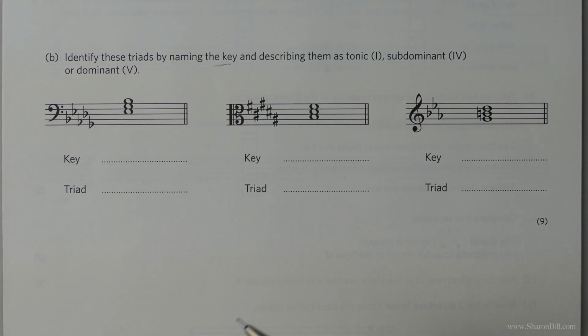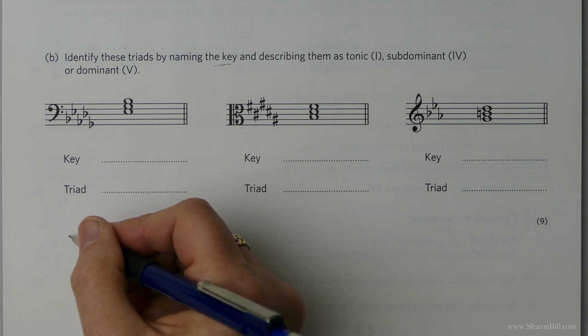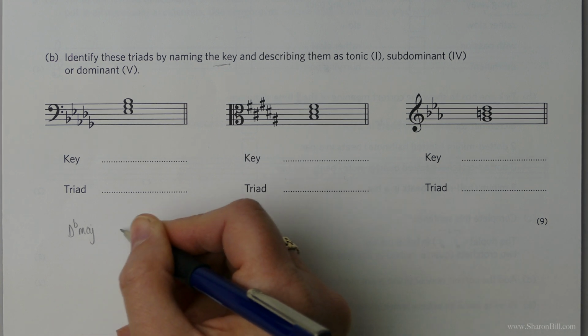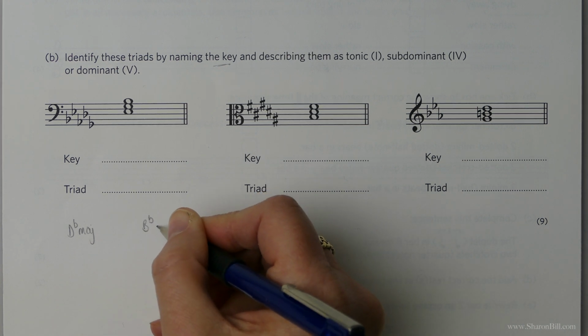And so we know that 5 flats, it could be D flat major, or it could be B flat minor.